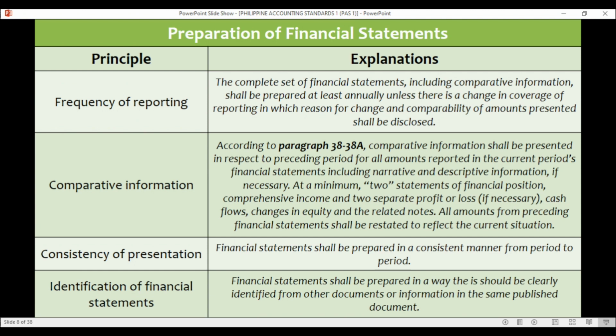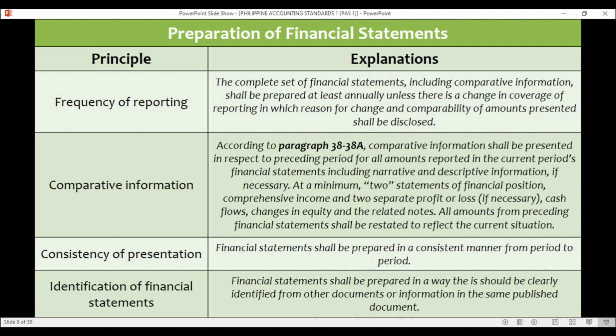Frequency of reporting. The complete set of financial statements, including comparative information, should at least be prepared annually, unless there is a change in the coverage of financial reporting, which should be disclosed. The reason for the change should be disclosed, and also the comparability of amounts shall be disclosed if there are changes, and the comparability of those amounts presented.